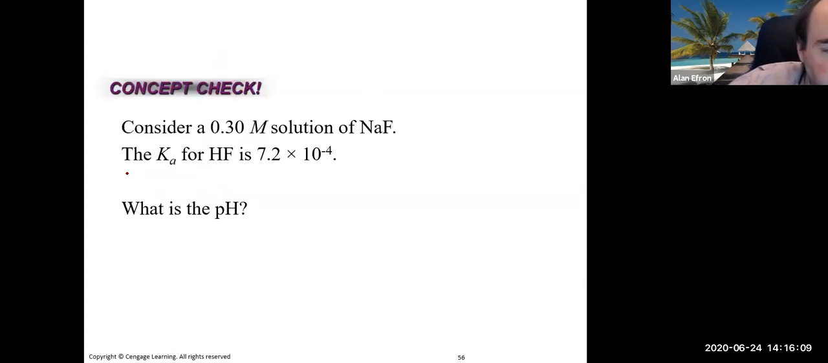So let us take a look at one where you do need to do a calculation. And let's do this one together so you can see how it works. When you have to do a calculation involving a salt, what you need to do is probably find your calculator. There it is. But more importantly, you need to think about the parts of the salt and whether anything will go through hydrolysis.